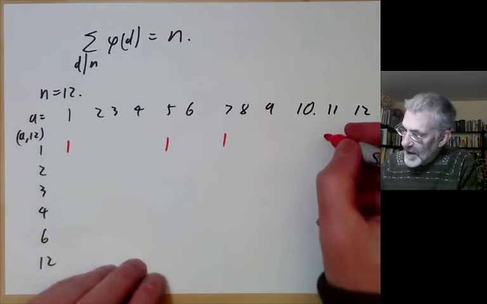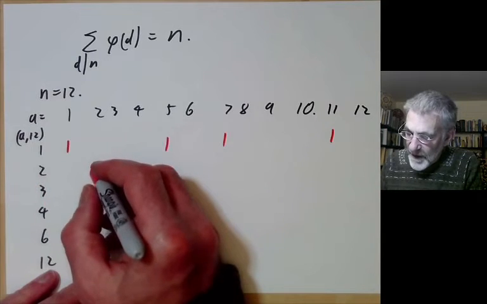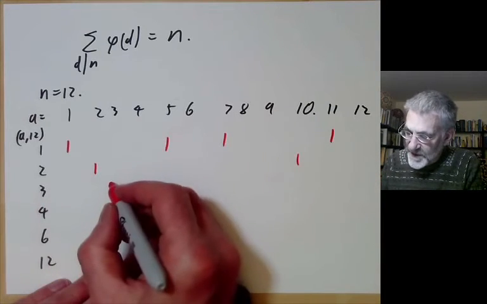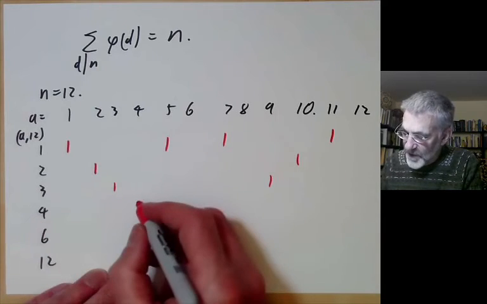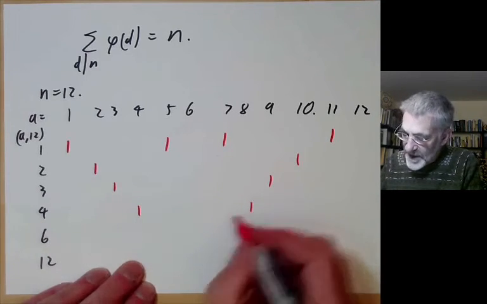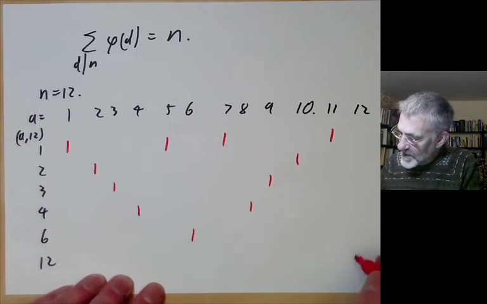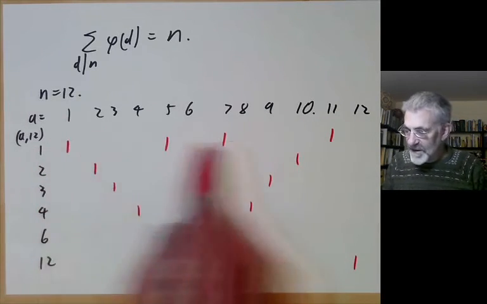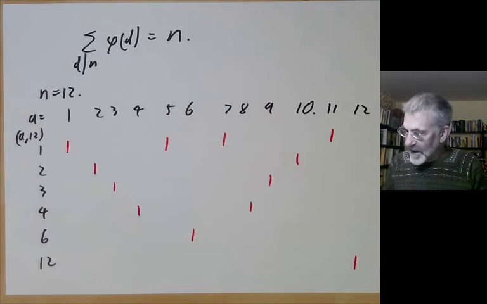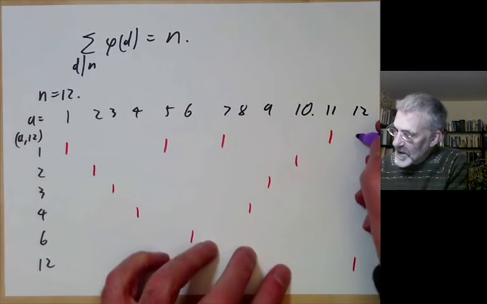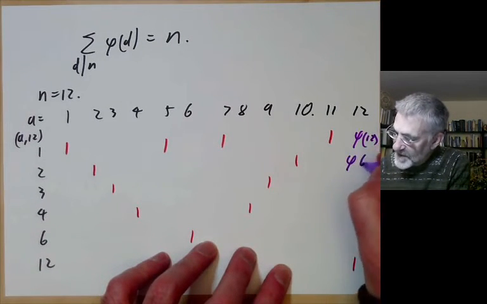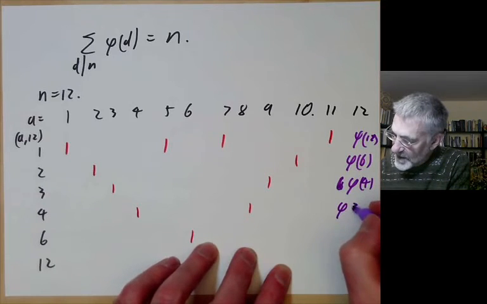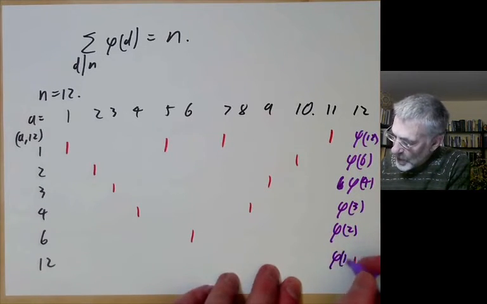The ones with greatest common divisor 2 are 2 and 10. Greatest common divisor 3, we get 3 and 9. Greatest common divisor 4, we get 4 and 8. And greatest common divisor 6, we get 6. And greatest common divisor 12, we get 12. So here I've divided up these 12 numbers into 6 classes according to their greatest common divisor. And now we count how many there are. Well, here there are going to be phi of 12 of them. Here there are phi of 6, here phi of 4, here phi of 3, phi of 2, and phi of 1.